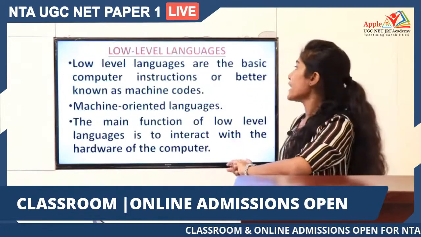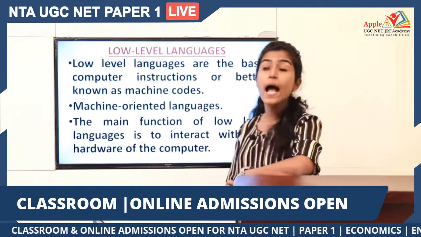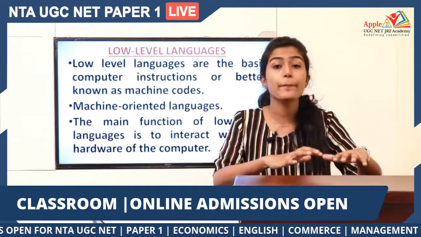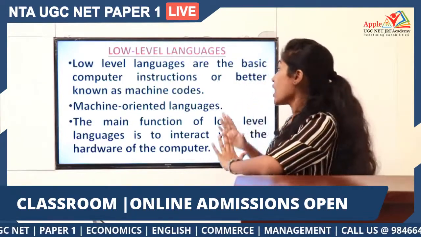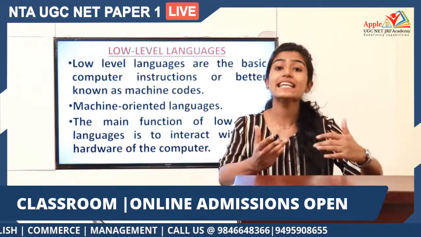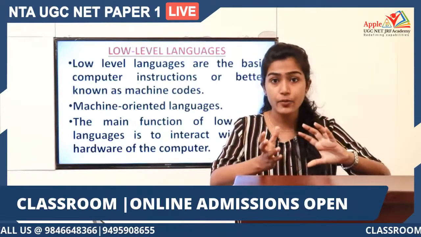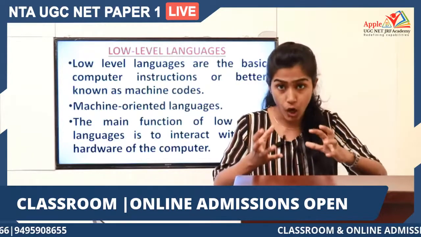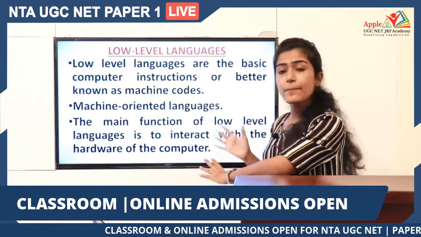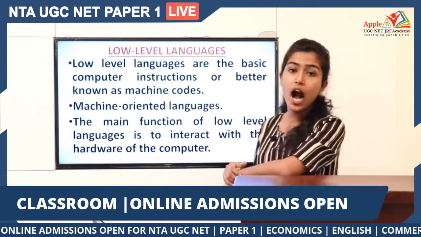So what is a low-level language? A low-level language is the basic computer instructions, or better known as machine codes. So low-level languages can be called machine codes. They are machine-oriented languages. Or in other words, to make it more understandable, this is the language that the computer can easily understand. It is the language of the computer. You can call it a machine code. So what is the main function of a low-level language? The low-level language is used to interact with the hardware of the computer.